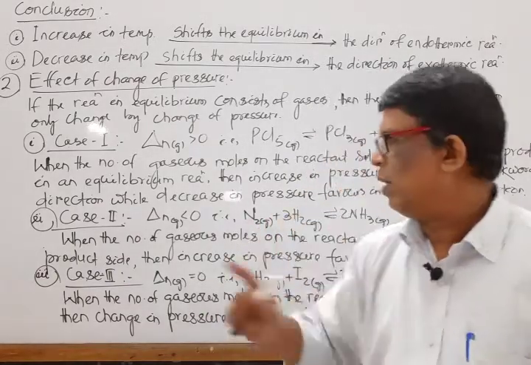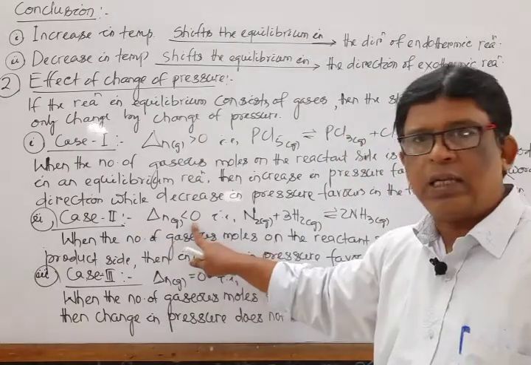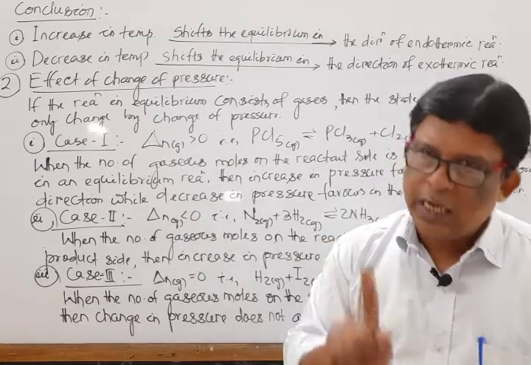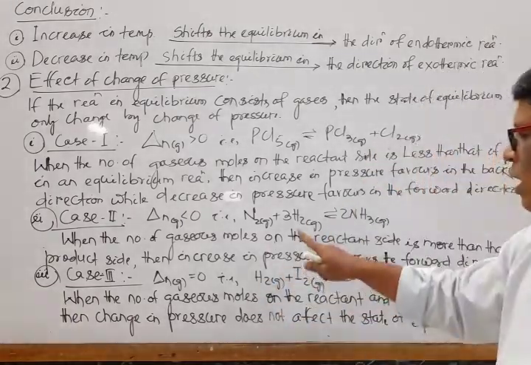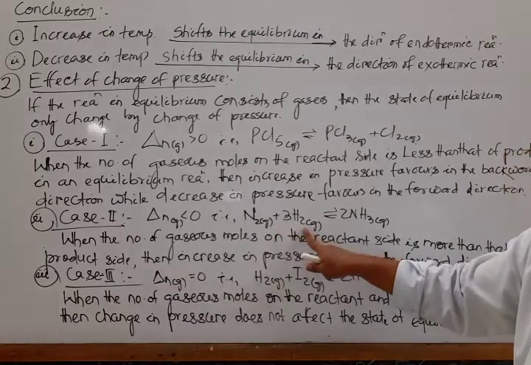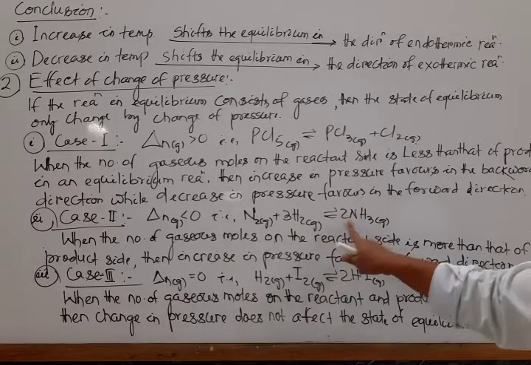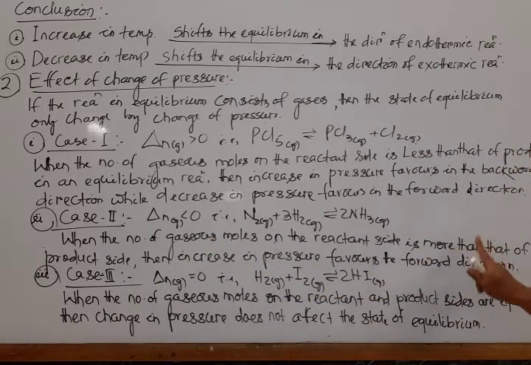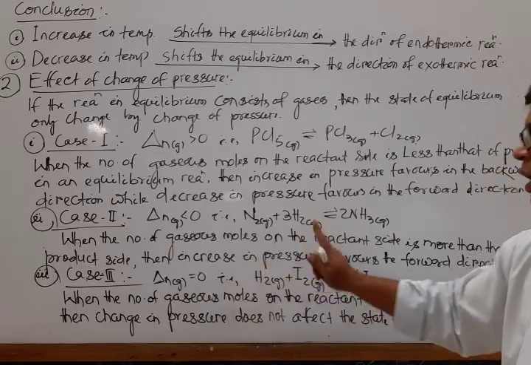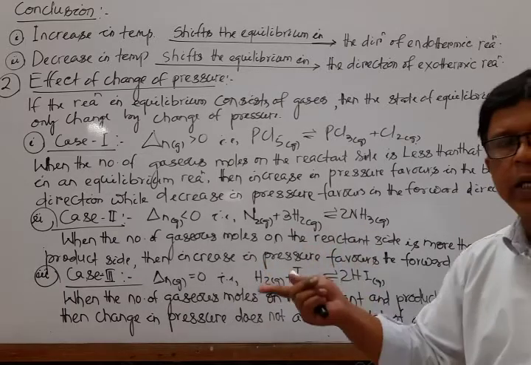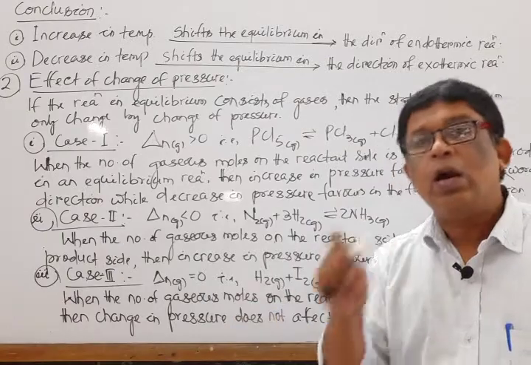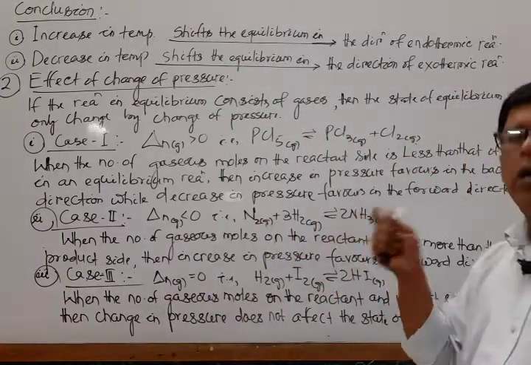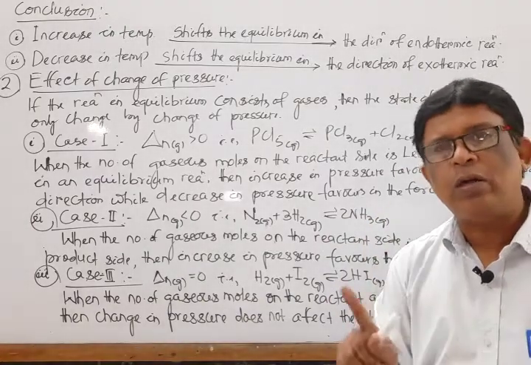as a result forming more amount of product. Next is case 2, when del Ng is less than 0, meaning total number of gaseous moles of the product species is less than that of the reactant species. For example, N2 gas plus 3H2 gas gives rise to 2NH3 gas. Here, when number of gaseous moles on the reactant side is more than that of the product side, then increase in pressure. If pressure increases, then equilibrium shifts to that side where volume decreases. Here volume is 4 moles, here 2 moles. So move forward. Forward means formation of product, it is favorable.